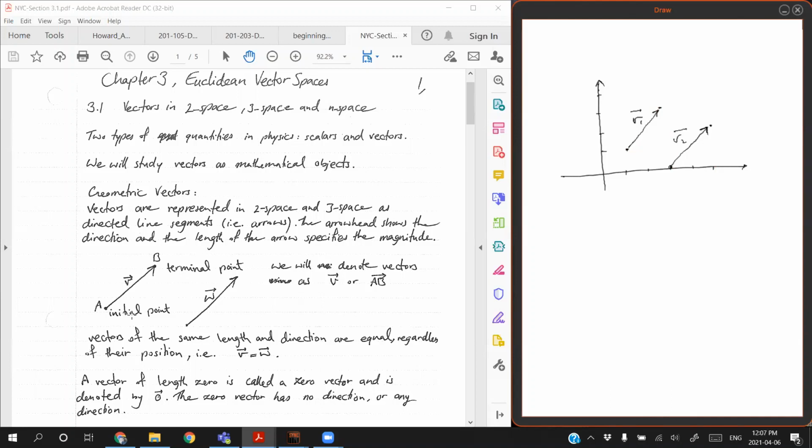I want to emphasize that the initial point and the terminal point of a vector do not define the vector. What defines the vector is how long the vector is and the direction of the vector. These two are the defining characteristics of a vector, not the initial point and the terminal point. So you can just translate this vector, move it around. If it's here with the same length and direction, or here with the same length and direction, it doesn't matter, it's the same vector.